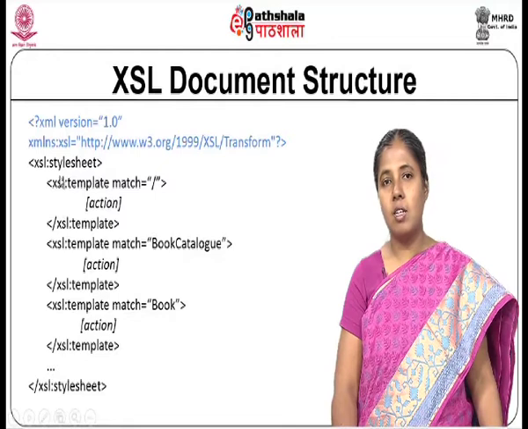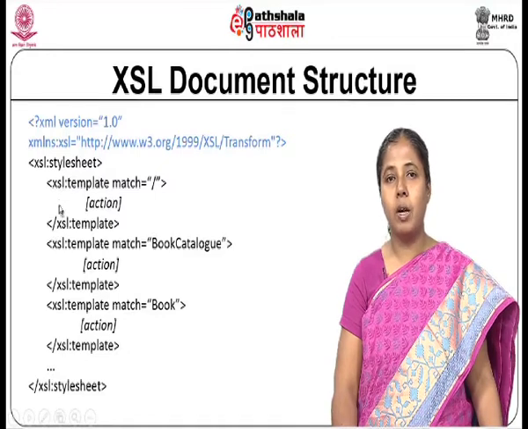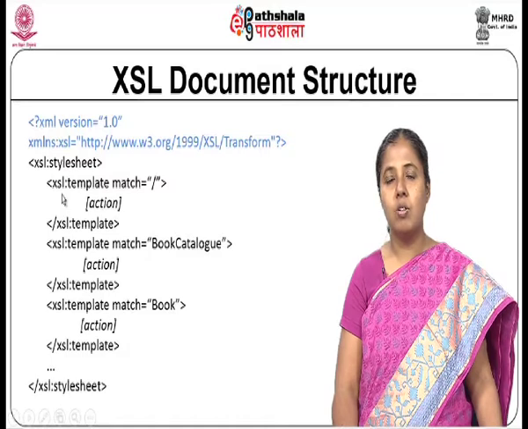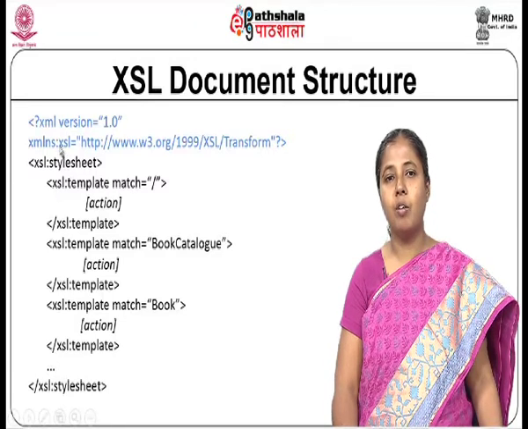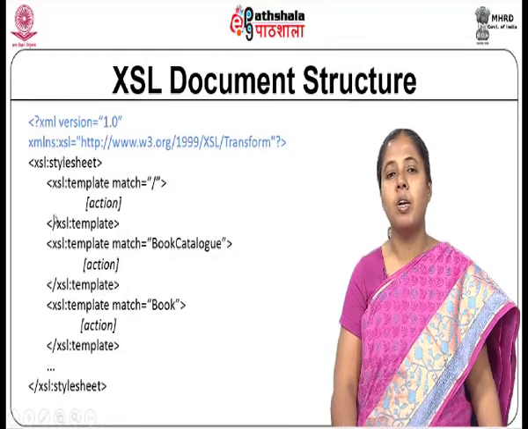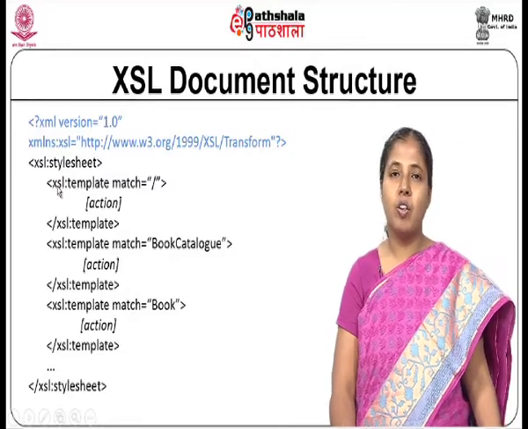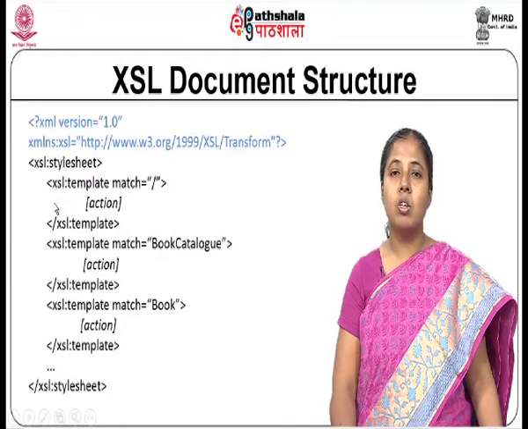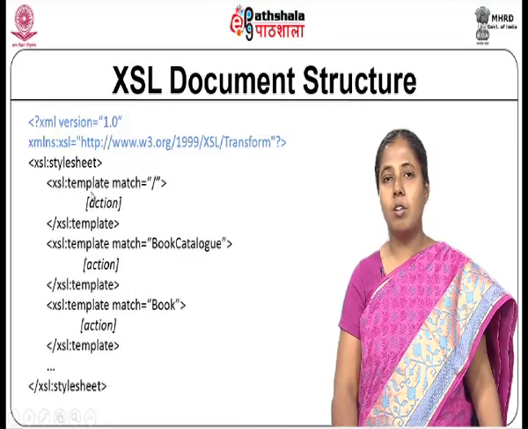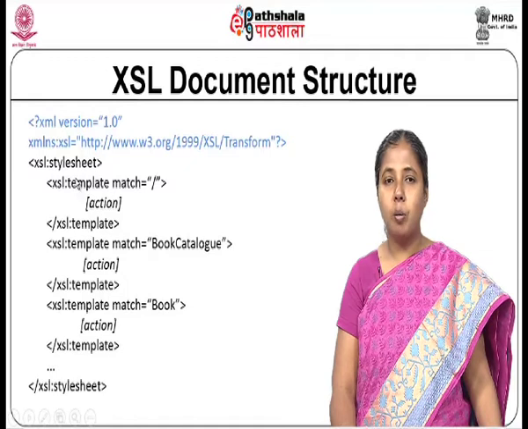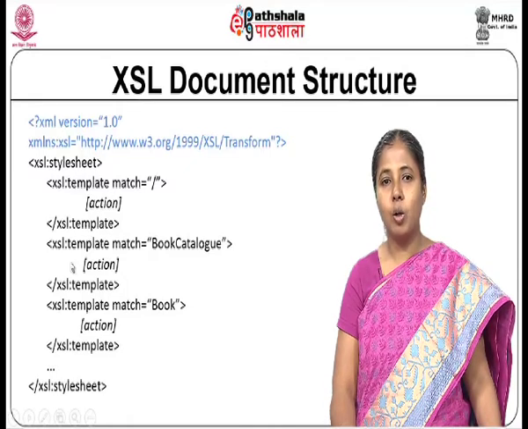Now, this XSLT document can contain one or more templates. Templates define the rules that you want to apply for the elements. Here you can see that it uses the namespace prefix XSL. We have given the namespace prefix as XSL here, though it need not be. All the elements that are defined in the namespace and used in the XSLT document are preceded with the namespace prefix XSL. Template is one such element that is defined in the namespace. The XSLT document may contain one or more templates.